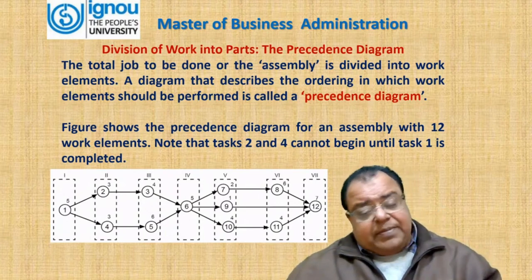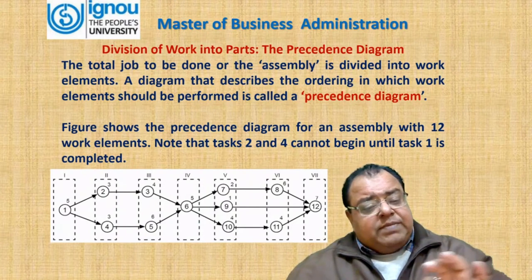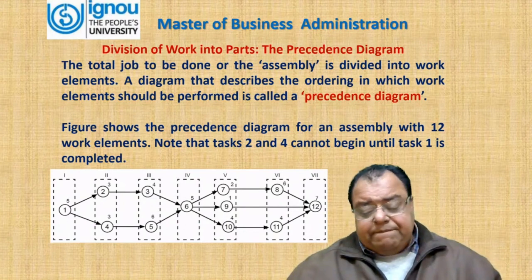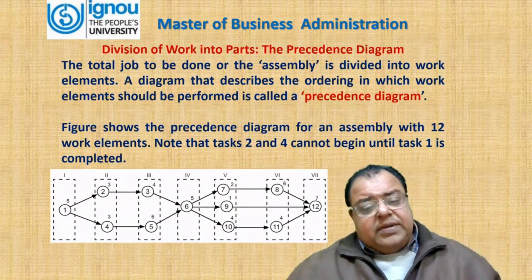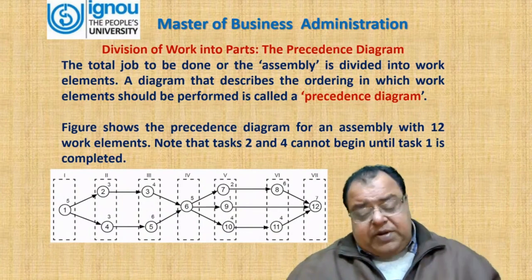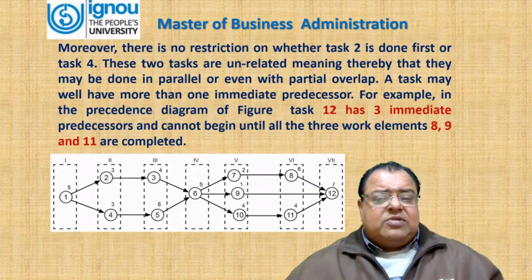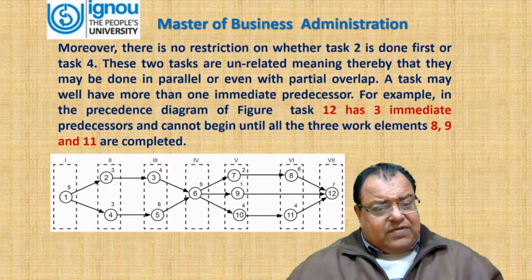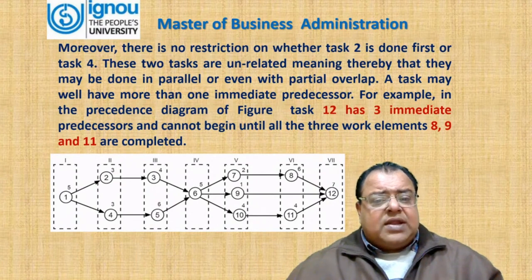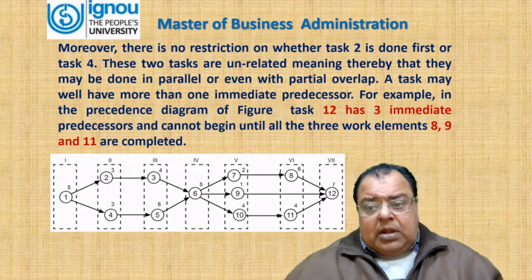Here we can see that there are 12 circles, 12 work elements, and how the material is moving is depicted by the arrows. And the dotted line boxes depict the stations, that is, how they are grouped. Moreover, there is no restriction on whether task 2 is done first or task 4 is done first. These two tasks are unrelated, meaning thereby that they can be done in parallel or even with partial overlap.